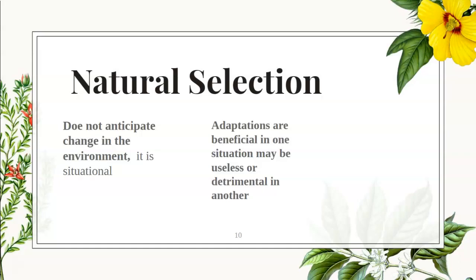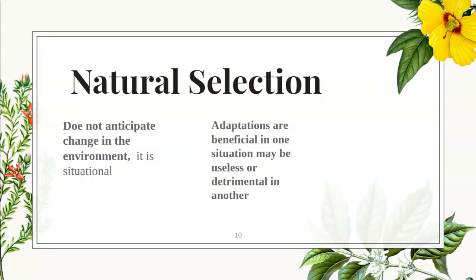So natural selection does not anticipate the change in the environment. It's not like natural selection can say, oh, hey, it's going to get warmer in the next couple years, so I'm going to make sure that you have blank available to you. It's not like that. It doesn't anticipate any changes in the environment. It is a result because the environment has changed.